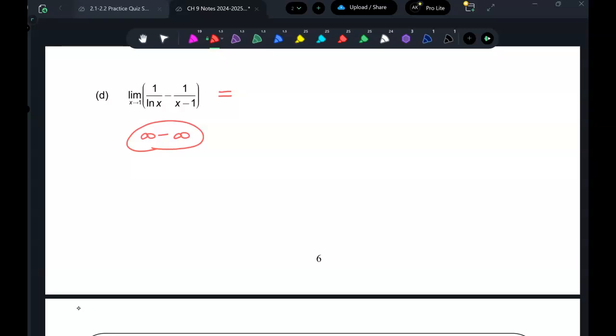x minus 1 minus ln x. Okay, so we can make a common denominator. Let's try to combine these two expressions. I think that's a better way to do it.